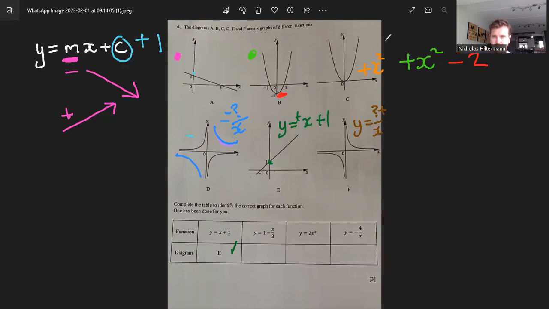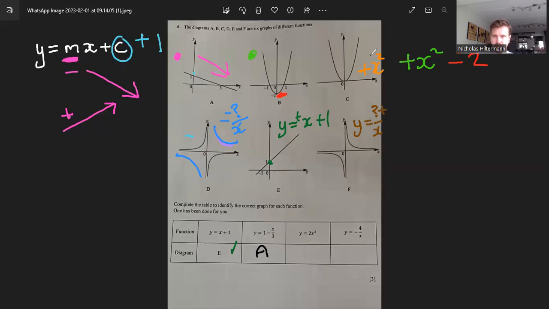The one in pink. The one in pink is going down. So there's that negative slope there. And then it's got a 1 thing. So this one's going to be A. Because it's got a y-intercept of 1 and it's sloping downwards because there's a negative. The x is not on the bottom, so it's not a hyperbola, so it's not D or F.